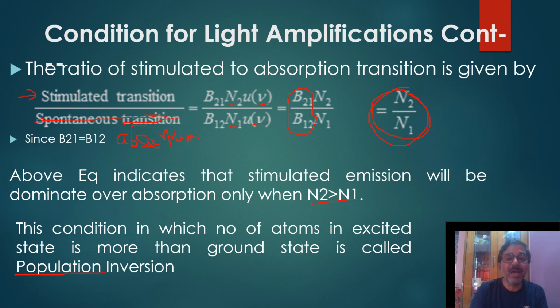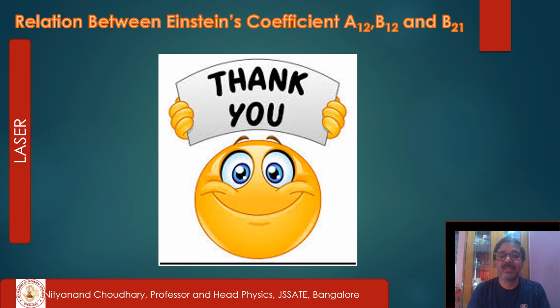So what we require is to reverse the number of atoms, that is, we have to break the thermal equilibrium condition, and we will see how we break that thermal equilibrium position. So that we get population inversion, and stimulated emission is going to dominate over absorption, and we'll have laser amplification. That will come under the prerequisite of the laser, and that will be taken up in the next class. Thank you very much.